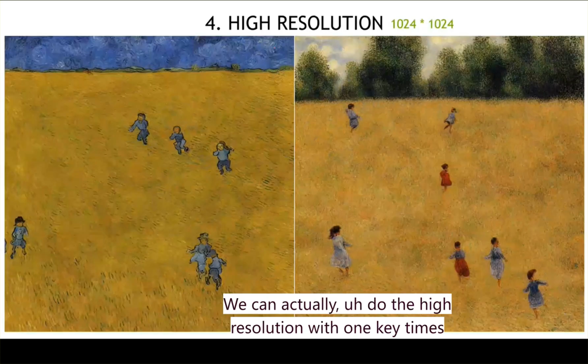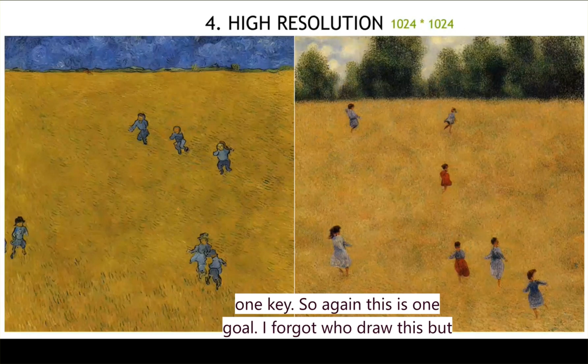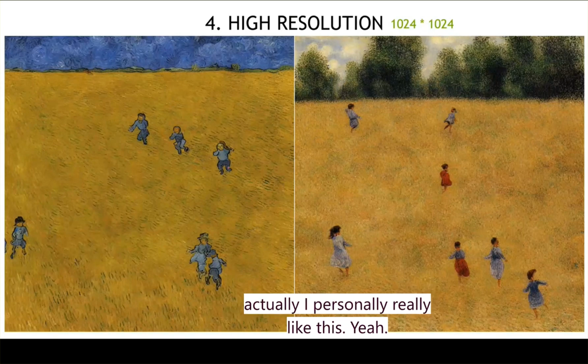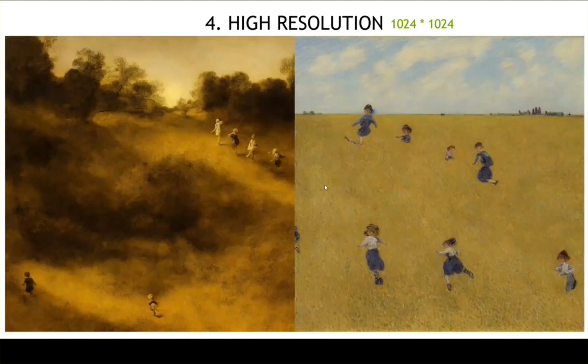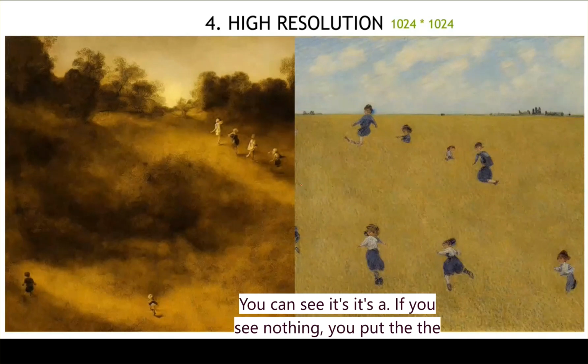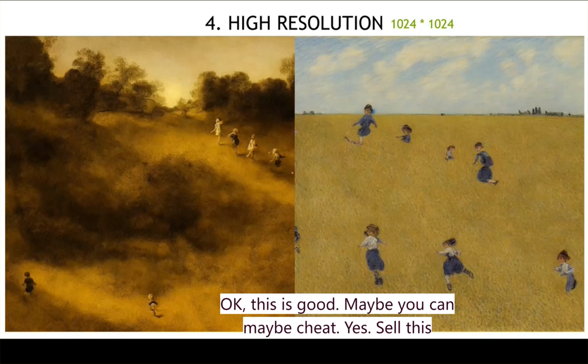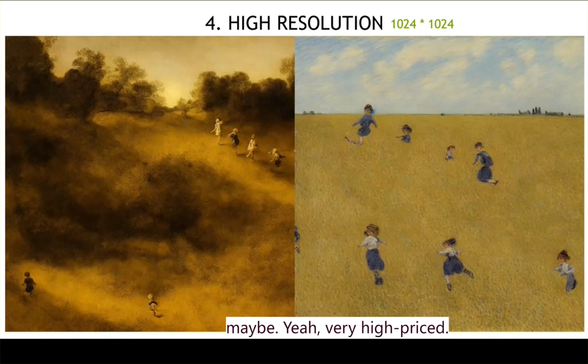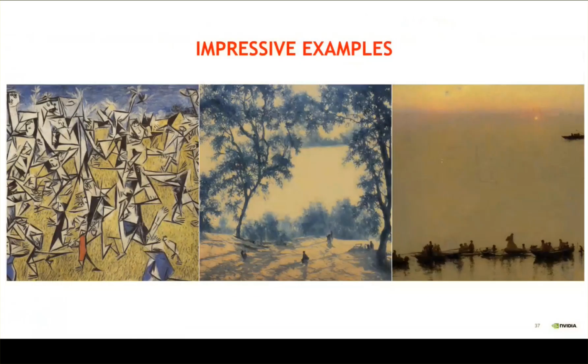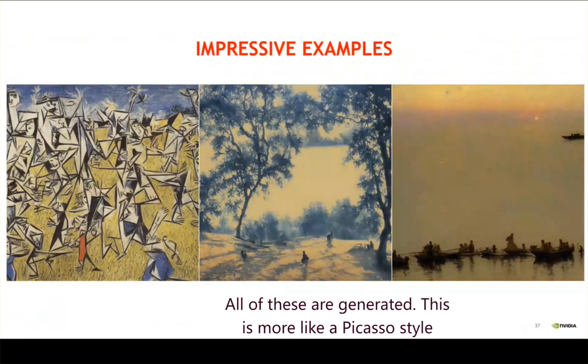We can actually do high resolution, 1K by 1K. Again, this is Van Gogh. I forgot who drew this, but I personally really like it. If you put the painted image in a museum, maybe people will say, okay, this is good. Maybe you can cheat and sell it at a very high price. All these are generated. This is more like a Picasso style.